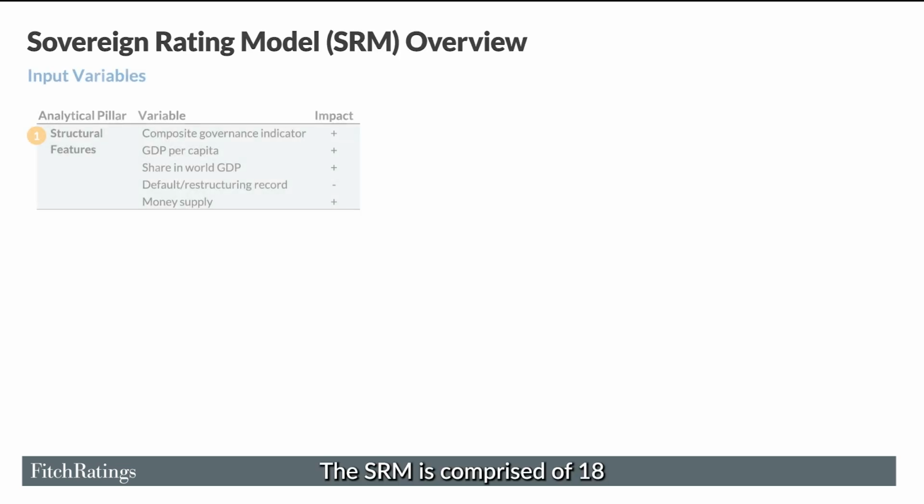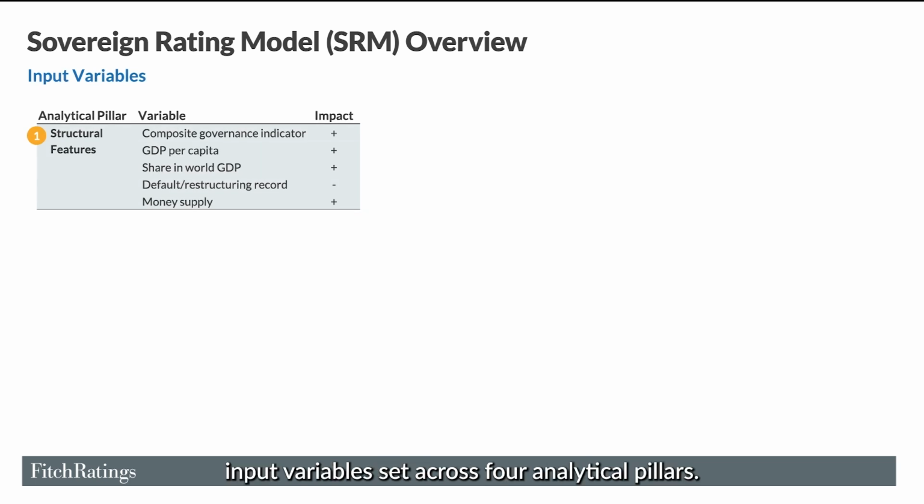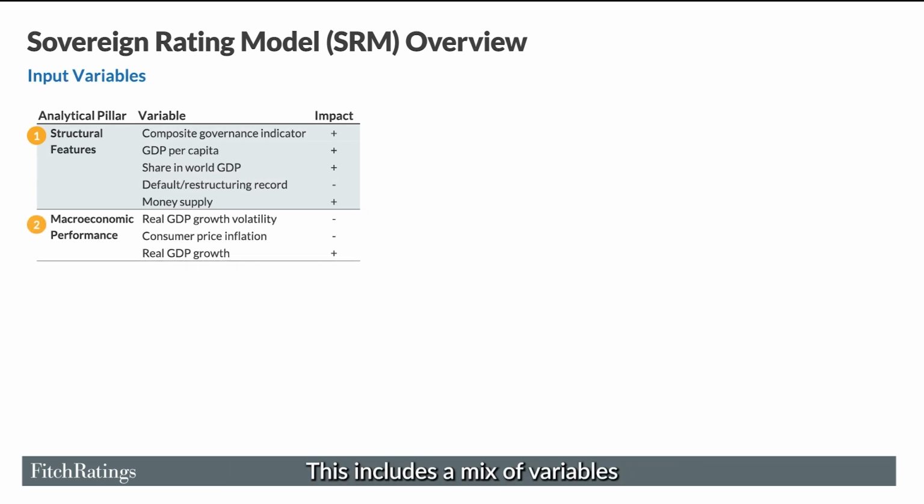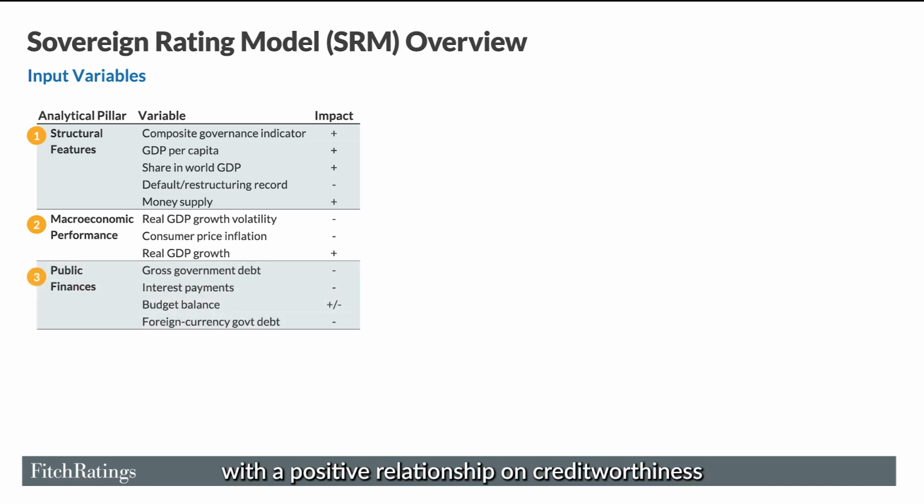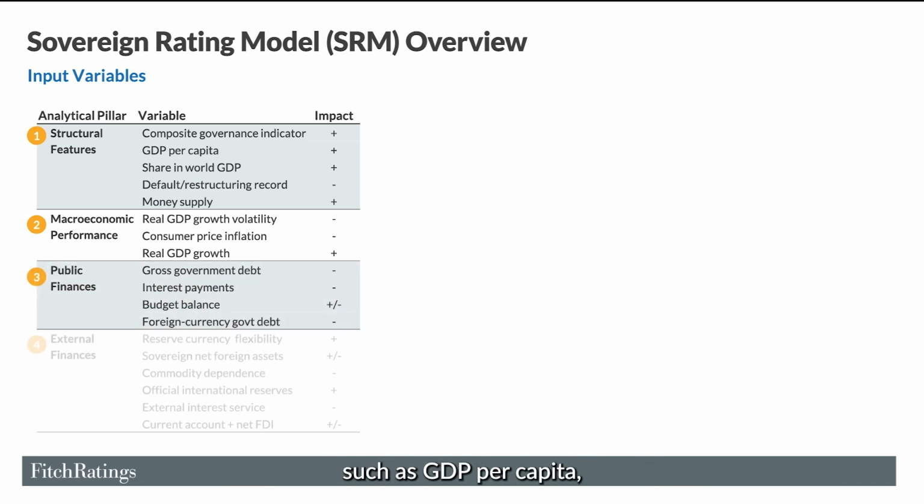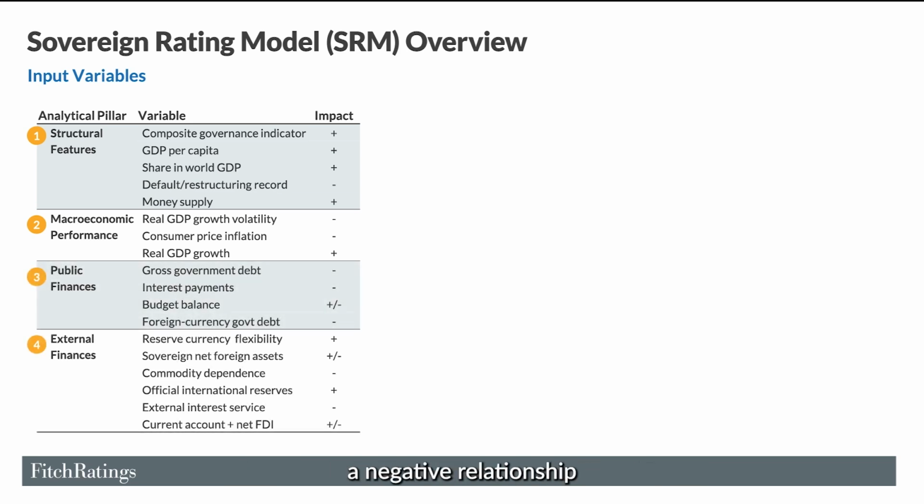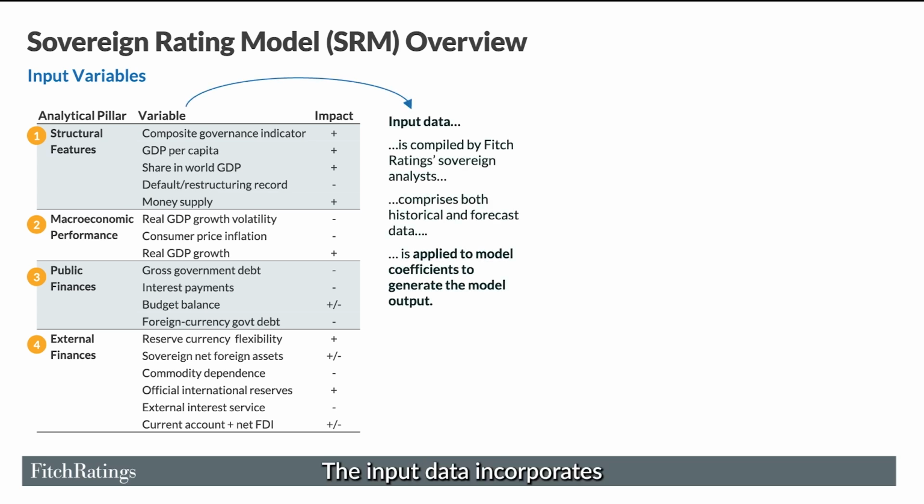The SRM is comprised of 18 input variables set across 4 analytical pillars. This includes a mix of variables with a positive relationship on creditworthiness, such as GDP per capita, a negative relationship, such as government debt to GDP, and some bidirectional variables, such as the fiscal balance. The input data incorporates a blend of historical, current, and forward-looking data.